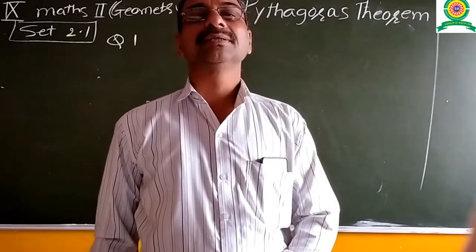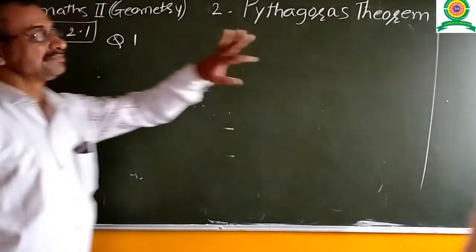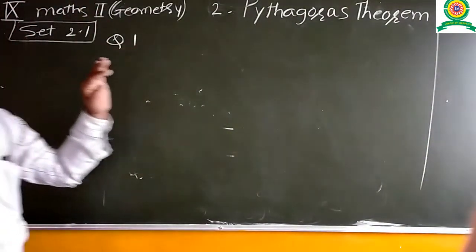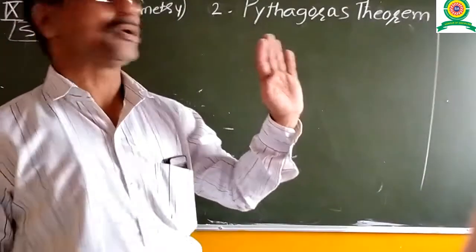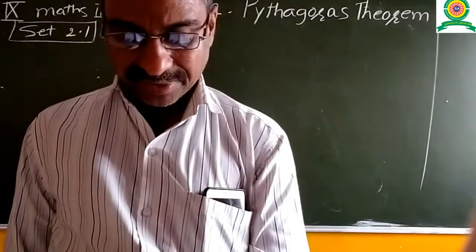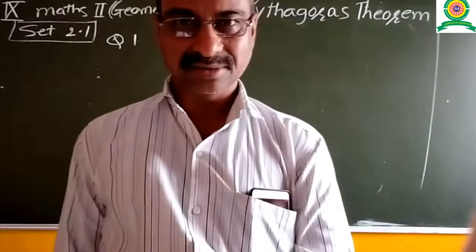Today we are going to learn the second lesson, Pythagoras theorem, in geometry. We are going to solve Set 2.1. Question number 1. Have you read the question? Identify with the reason which of the following are the Pythagoras triplet.